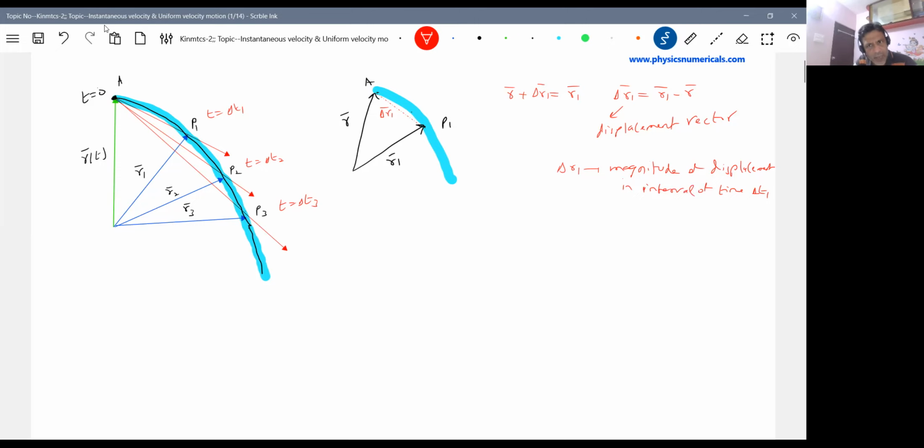Then how do you define average velocity? Average velocity in time interval delta T1 should be equal to V average 1. Let me write it. V average 1 should be equal to delta R1 bar by delta T1. And how will that average velocity be directed? In the direction of displacement. In the direction of displacement. Are you getting this one?